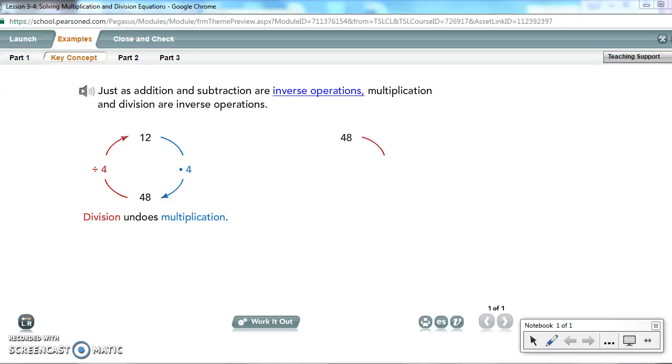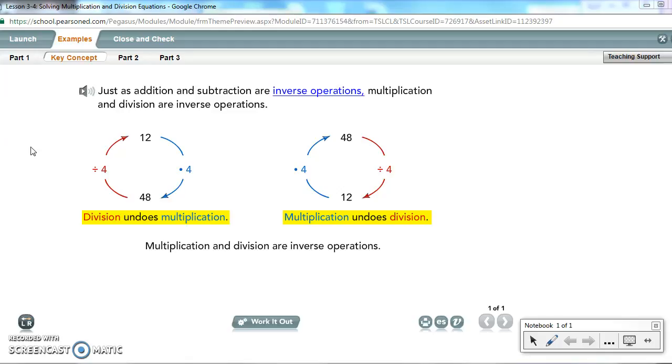48 divided by 4 equals 12. 12 times 4 equals 48. Starting with 48, if you divide by 4 and then multiply by 4, you end up back at 48. So multiplication undoes division. Just like yesterday, multiplication undoes division and division undoes multiplication. Multiplication and division are inverse operations.